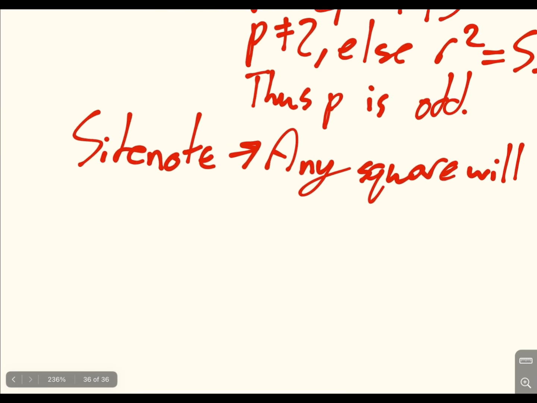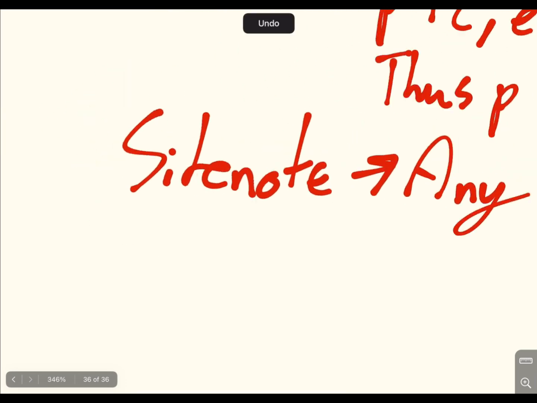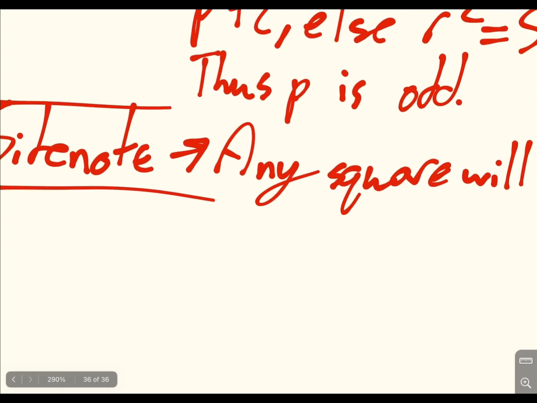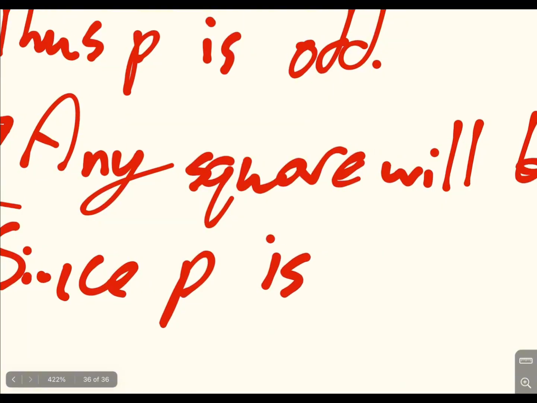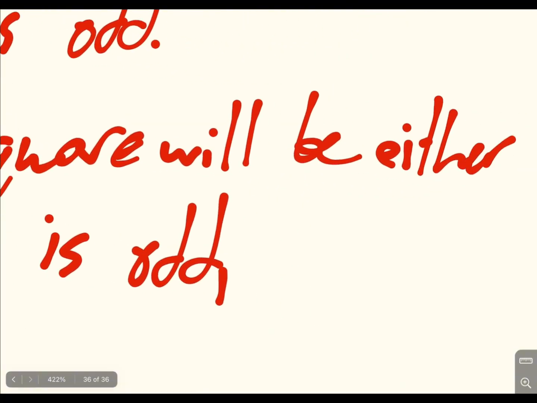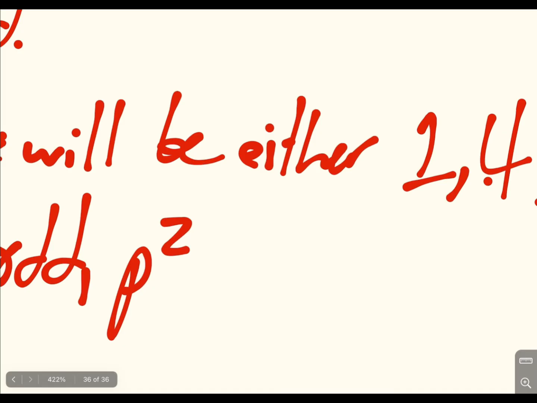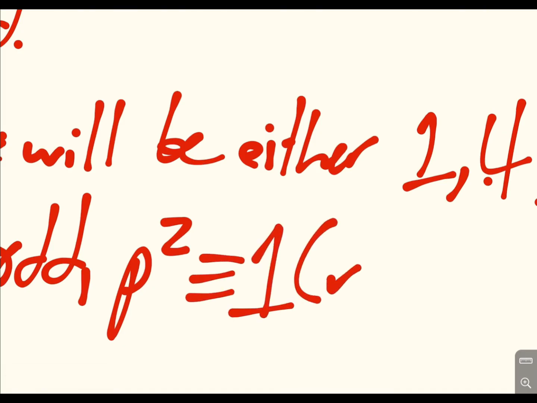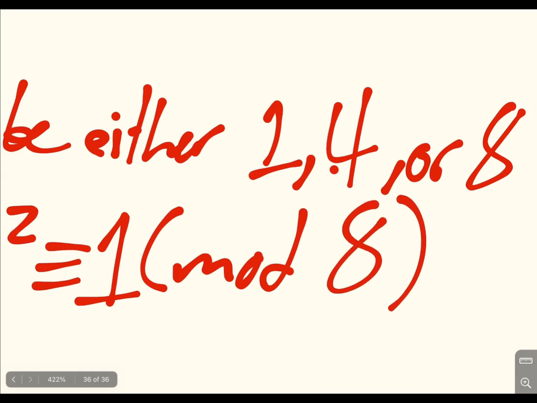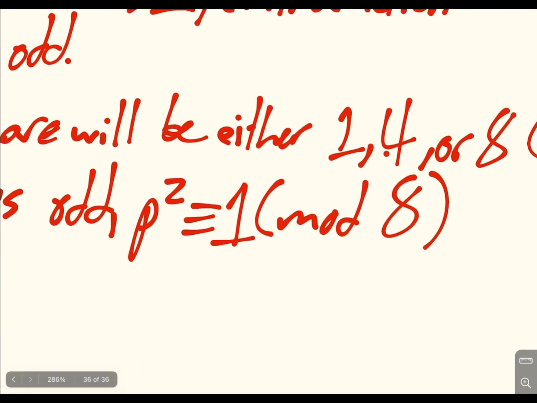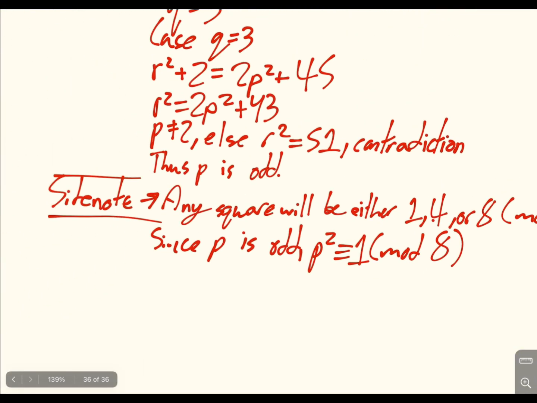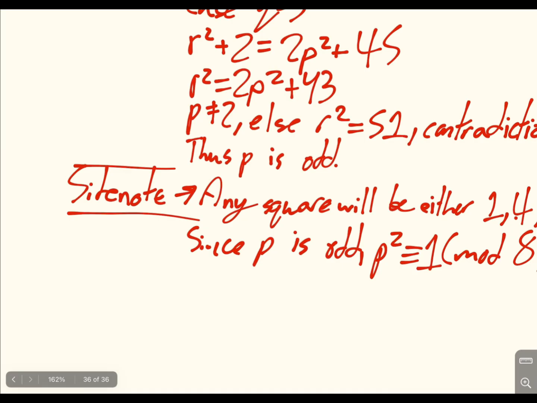Since p is odd, so this is like a little side note, p squared will be equal to 1 mod 8. Because if it's 4 mod 8, then it's going to be even, and if it's 8 or 0 mod 8, then it's going to be a multiple of 8, and that's going to be even. So p squared is going to be equal to 1 mod 8. So now we're going to switch it up and work mod 8.